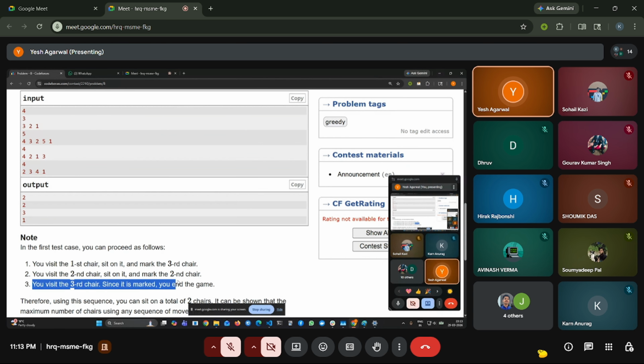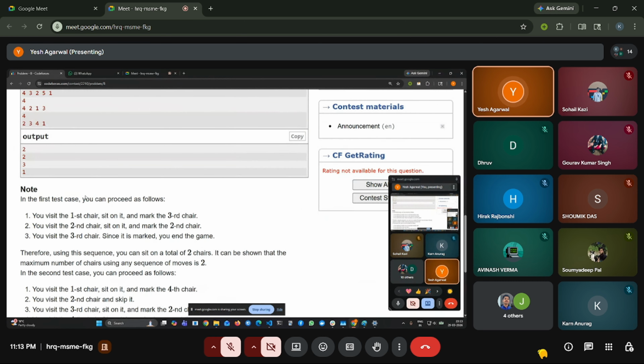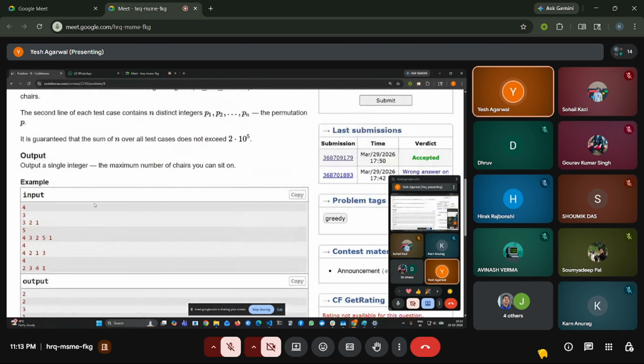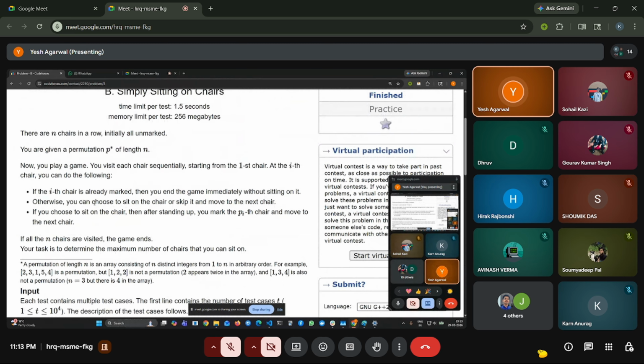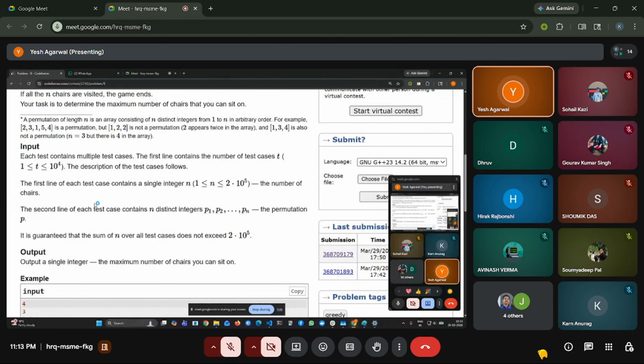And then you visit the third chair since it is marked because we marked it here. The game ends. So this is the basic algorithm. I hope that everybody understood the question well. Now coming to the solution. There are two ways to solve this. One is a simulation-based solution, which I personally use.